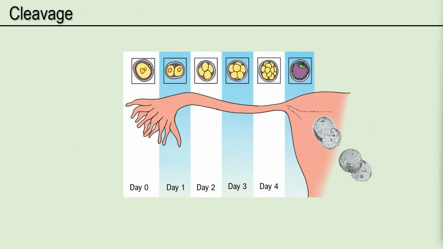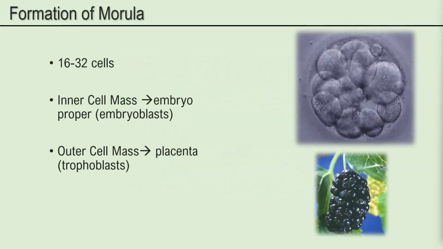Over the following few days, every 24 hours sees the doubling of cells in the zygote, from 1 to 2, 2 to 4, 4 to 8, and 8 to 16. This is a process called cleavage. Once that zygote reaches the 16 to 32 cell stage, around day 4, we change its name from zygote to a morula. This is because it looks a little bit like a mulberry, or a blackberry if you prefer.